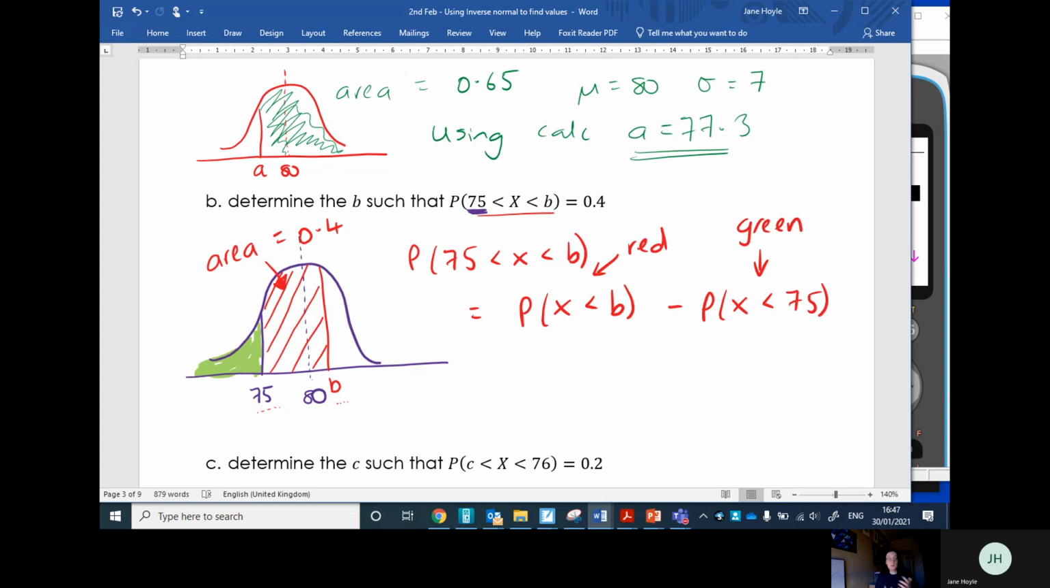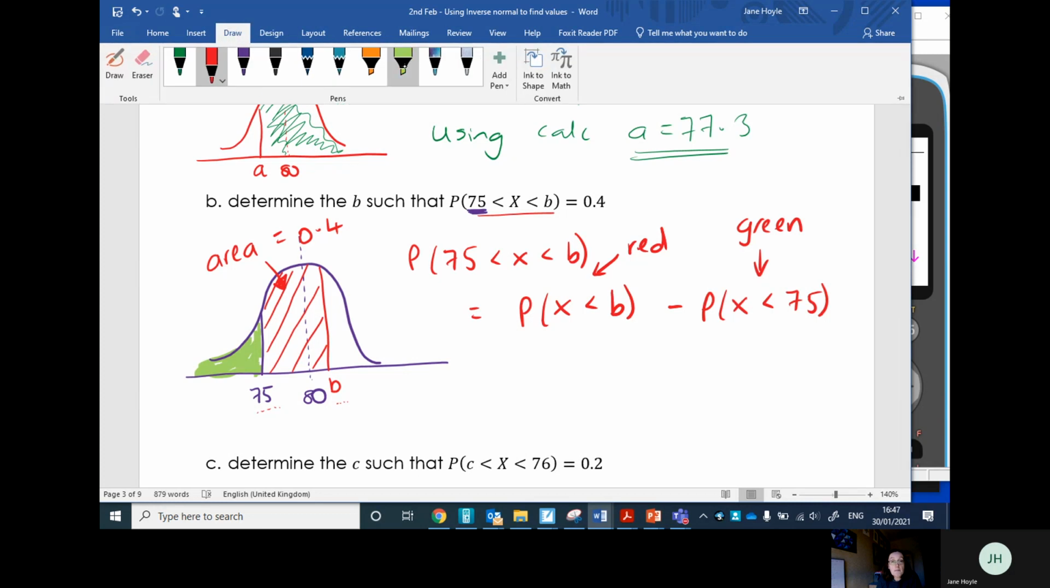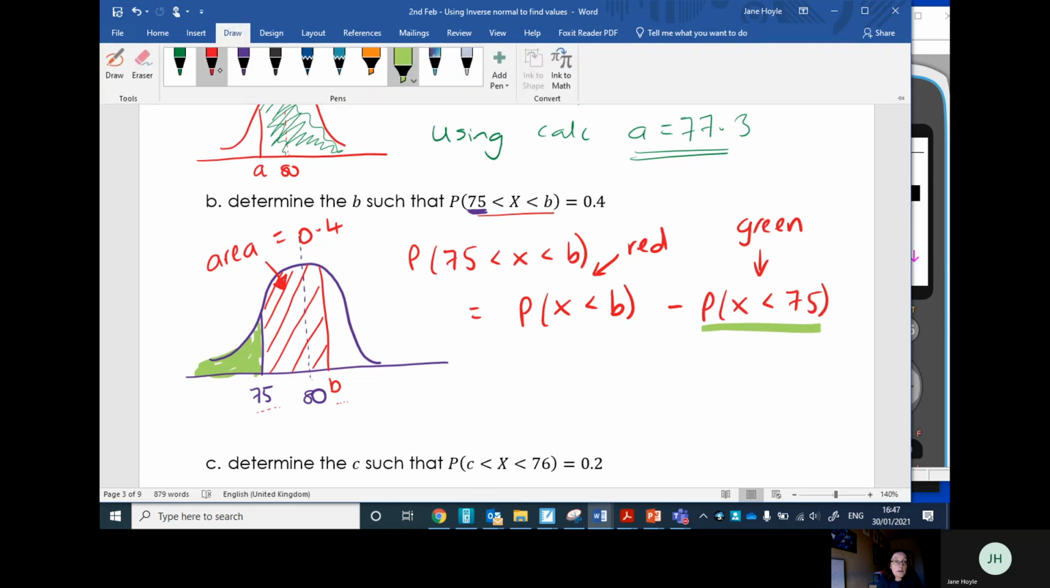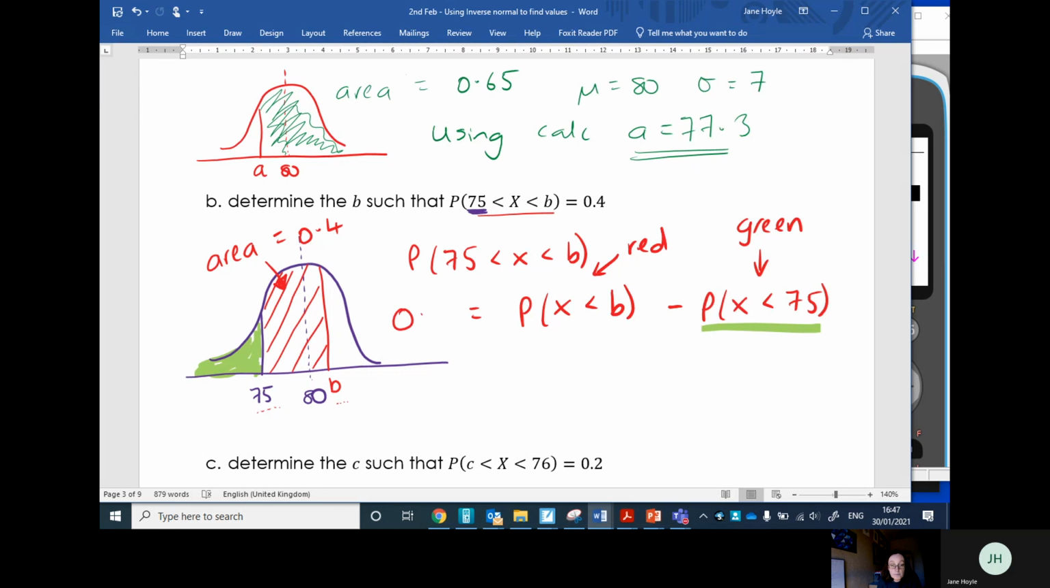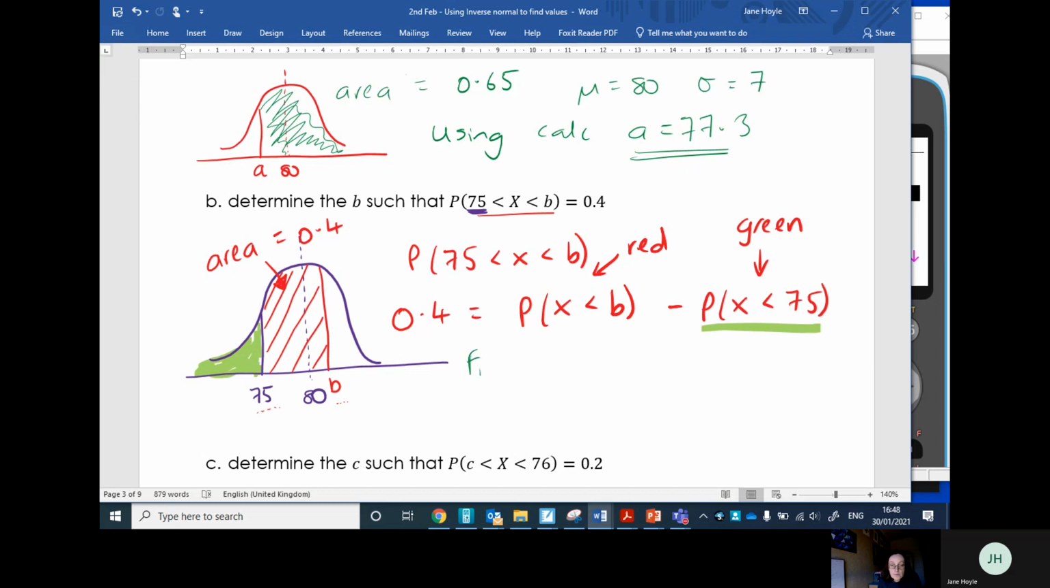So before we can use inverse normal, what I need to do first is to work out the probability of that green bit. The probability of the green bit is just what we were doing yesterday. So that bit there, we can just get from our calculators. And of course, the answer to all of that is 0.4. So then we'll have two separate regions that we can add together. So first, again from the calculator.